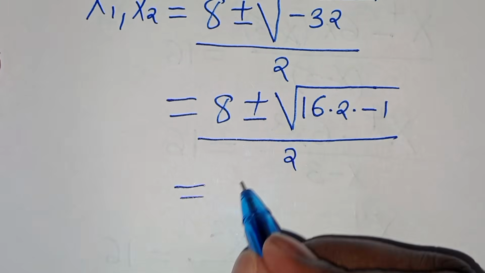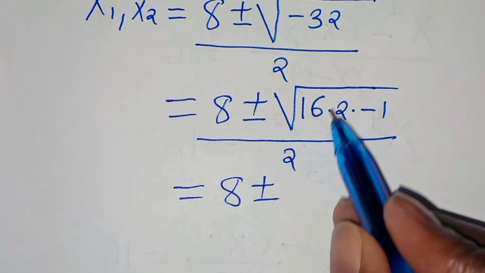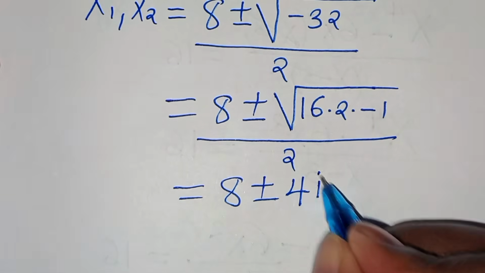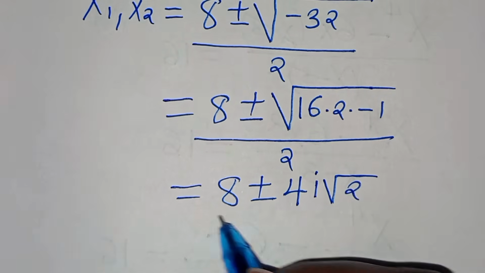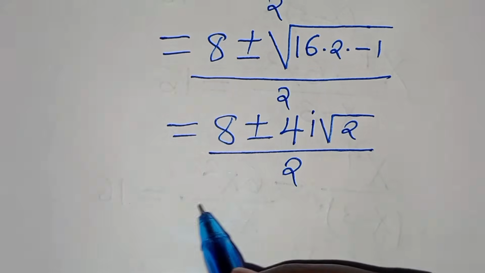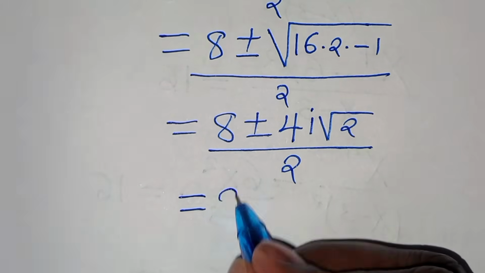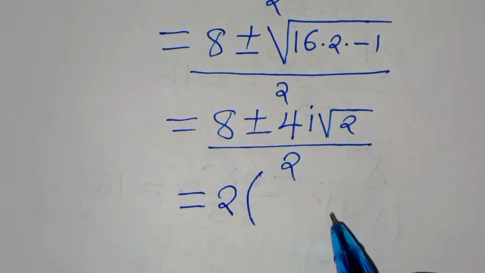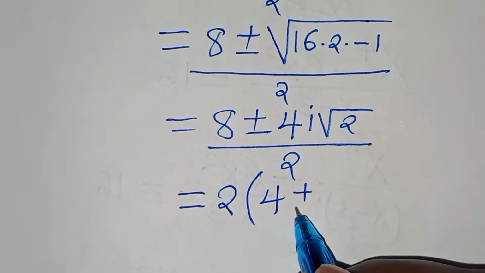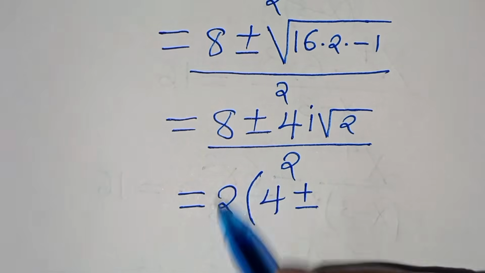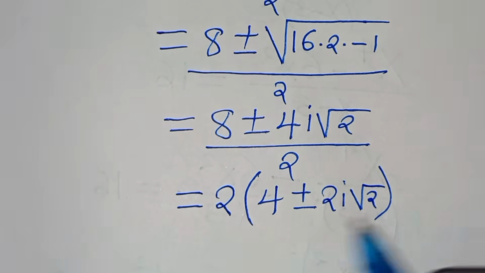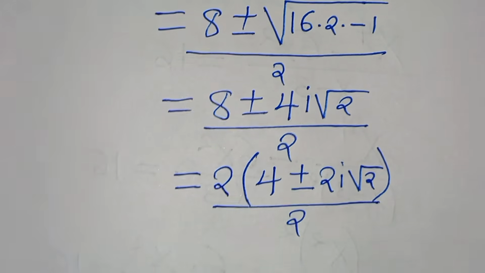So we have 8 plus or minus the square root of 16, this is 4. Square root of minus 1, this is i. Then square root of 2. Everything here divided by 2. In the numerator here, we can factor out 2 so that we have 2 into the parentheses. This is 8 divided by 2, which is 4, plus or minus 4i divided by 2. This is 2i square root of 2. Everything here divided by 2.